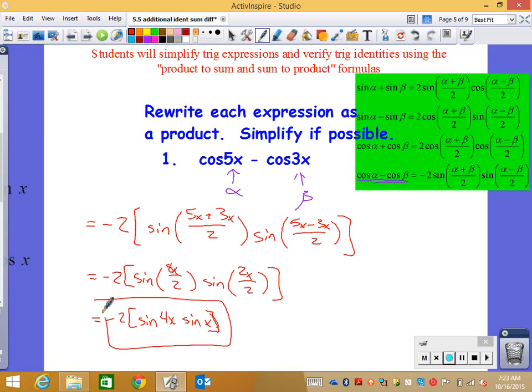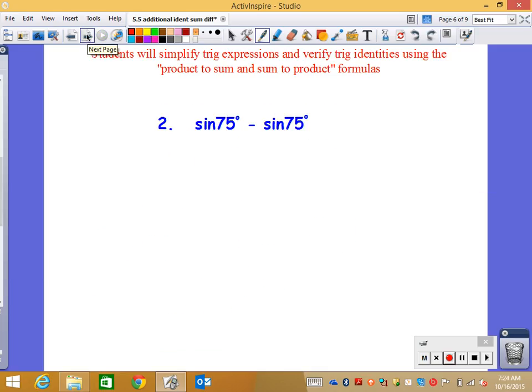Now remember, I'm not evaluating any angles here. 4x is not an angle, it's a variable. X is a variable again, not an angle, so I cannot evaluate them. However, what if I'm given one that I can evaluate?